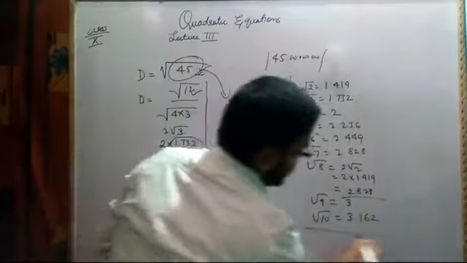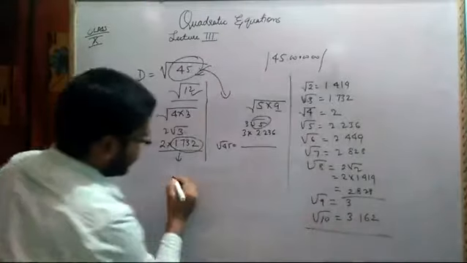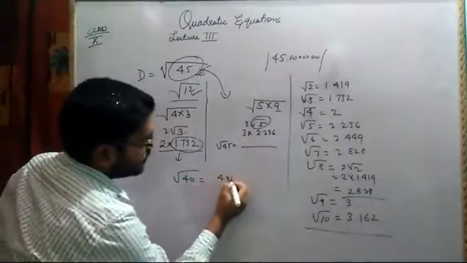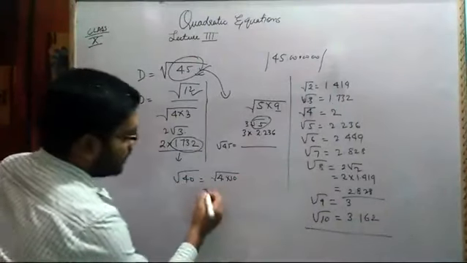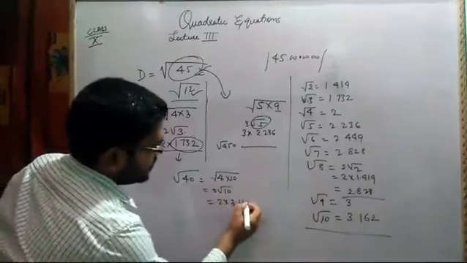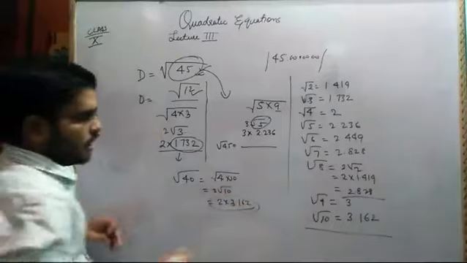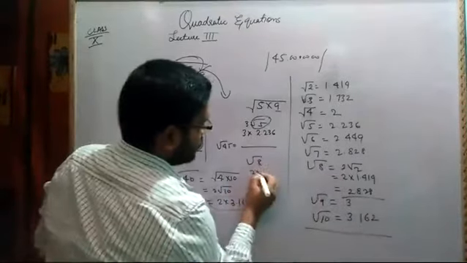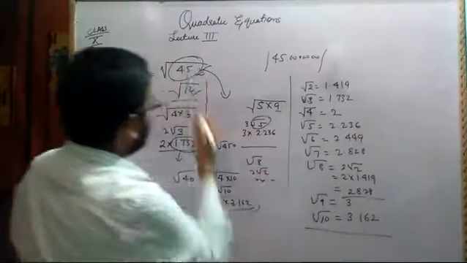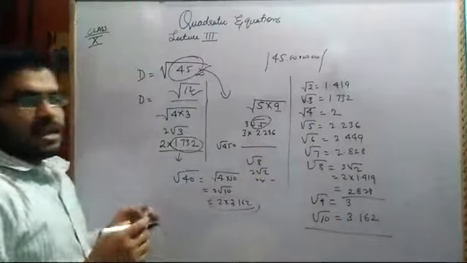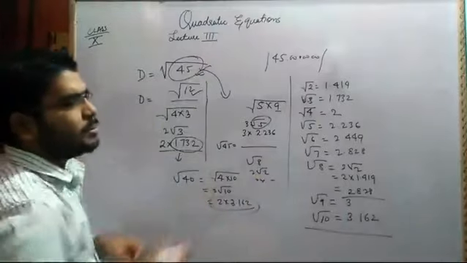So up to this much, if you remember, suppose you get root under 40. You can write 4 into 10, which means 2 root 10. Root 10 is 3.162, so you will be able to solve. If you get root under 8, again you have 2 root 2, 2 into 1.4. Root 45, root 115, something like that, you will get, and then you will be able to solve.